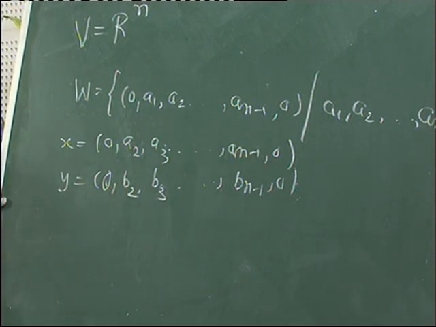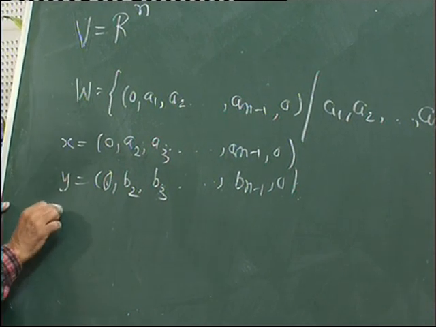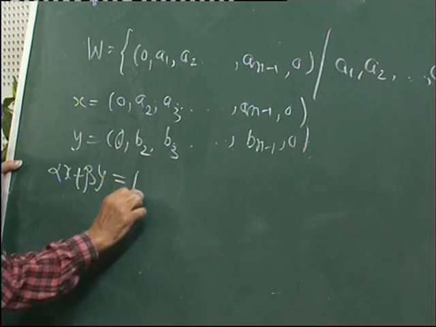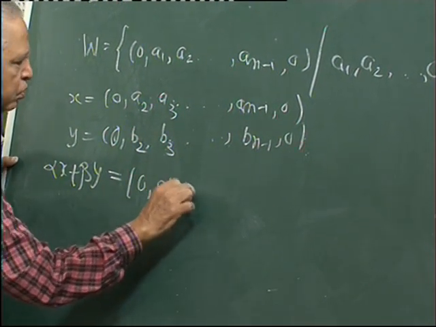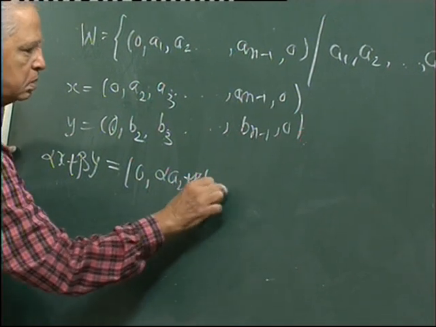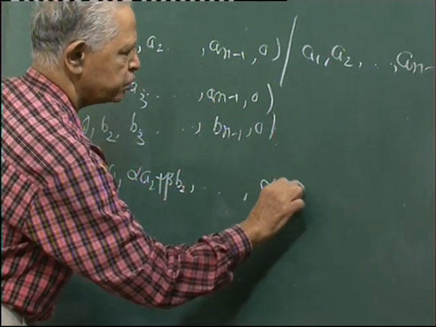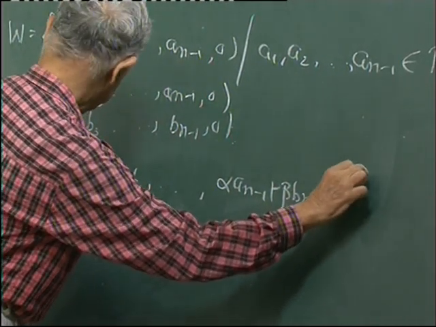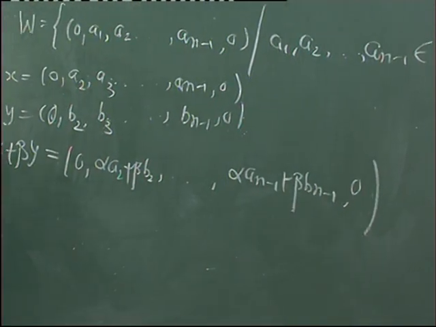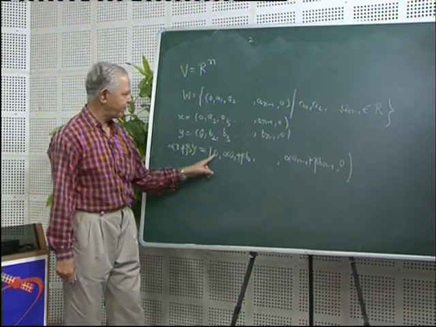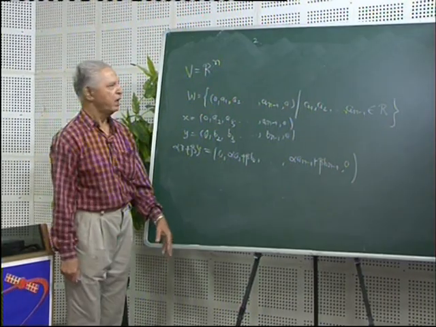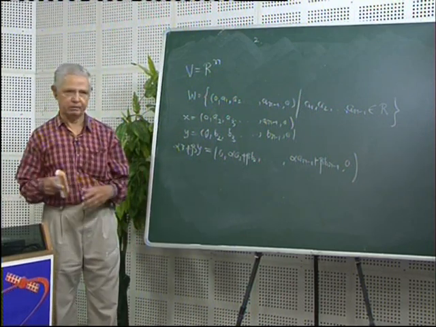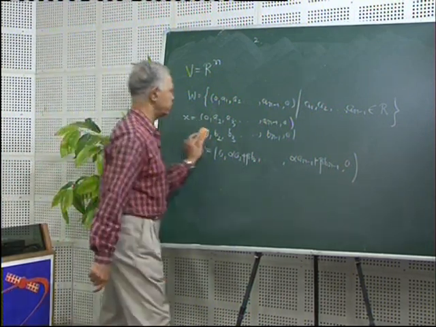Now, alpha x plus beta y. What is alpha x plus beta y? This is equal to (0, alpha A1 plus beta B1, alpha A2 plus beta B2, ..., alpha A_{n-1} plus beta B_{n-1}, 0). That means again alpha x plus beta y is a vector whose first and last coordinates are 0, and so it belongs to W, and so W is a subspace of R^n. Now, let us find its dimension.